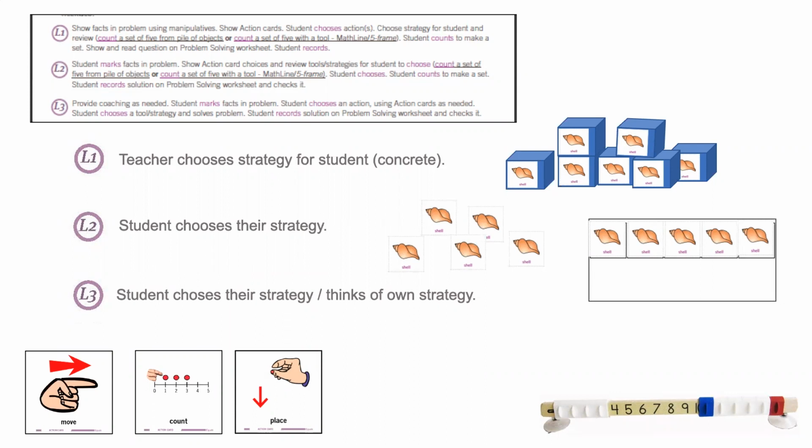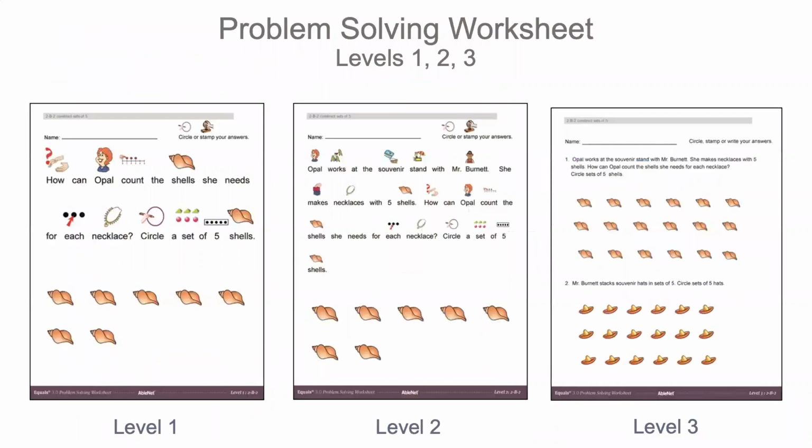Level 2 has students choosing not only the action they want to take, but also the strategy they would like to use to solve the problem. So in this level, I'll show my students both the action cards as well as the tools and strategies that have been introduced throughout the entire lesson. Level 3 has students choosing the action and strategy, but primarily level 3 is for those students who might just need coaching to solve the problem. Level 3 is really for those students who are working independently and they may make up their own strategy when solving the problem. At all levels, students are provided the problem-solving worksheet immediately to record their solution.